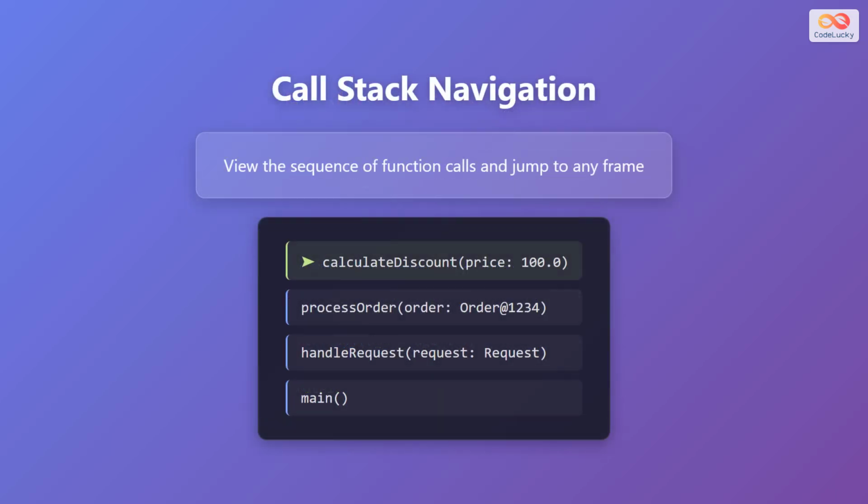The call stack shows you the sequence of function calls that led to the current point in execution. Reading from top to bottom, you can see how your program got to where it is now. In this example, the current execution is paused inside the calculateDiscount function, which was called by processOrder, which was called by handleRequest, which was called from main. You can click on any frame in the call stack to jump to that location in your code and inspect the variables that were in scope at that point. This is extremely helpful for understanding the flow of your program and tracing back to find where a problem originated.